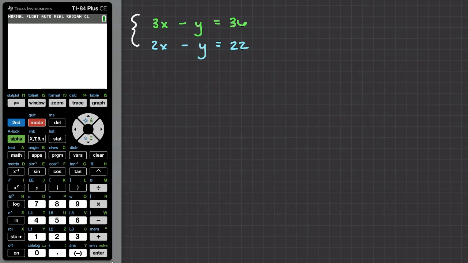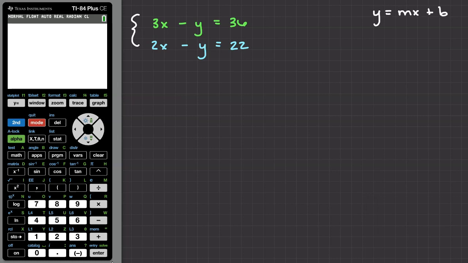Let's look at a different system of equations. This one is going to require us to do a little bit of reorganizing in order to graph it on our graphing calculator. Notice that our equations in our system this time are in standard form, not slope-intercept form. We need to rewrite these equations so that they are in y equals mx plus b form.